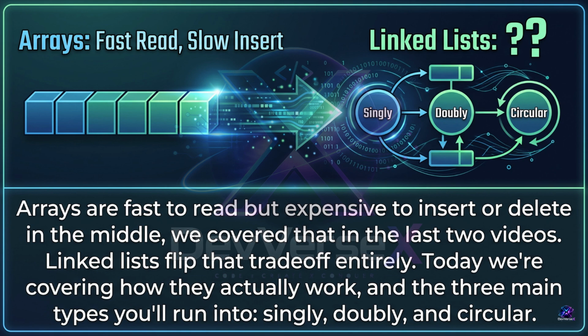Arrays are fast to read but expensive to insert or delete in the middle. We covered that in the last two videos. Linked lists flip that trade-off entirely. Today we're covering how they actually work, and the three main types you'll run into: singly, doubly, and circular.